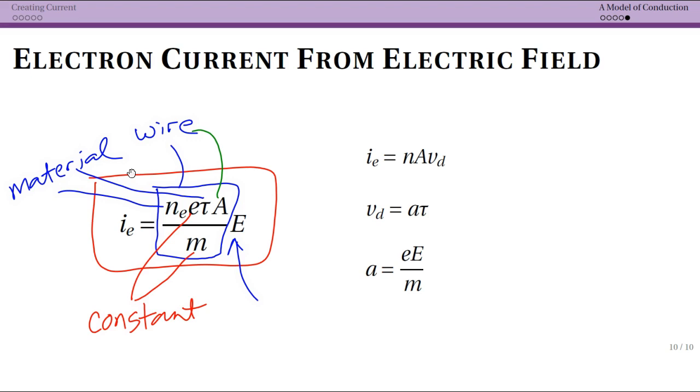So we have this huge proportionality term, which says that for any piece of wire, all of these things in the box are going to be constant. And then as you say, increase your electric field, you increase your electron current. So we now see that electron current is directly proportional to electric field, and now we just have to understand more about where that electric field is coming from.